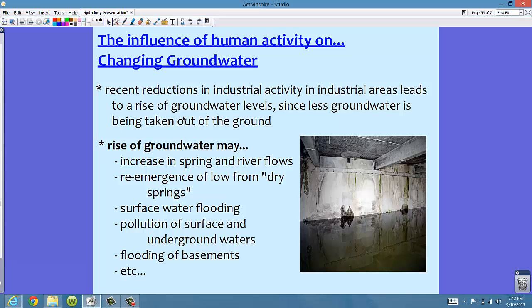This also might flood basements because as the water's rising, it has to go somewhere. If there are cracks in these concrete structures, basements might be flooded, and all sorts of other things might happen. A larger list of problems that include the rise of groundwater can be found in your textbook, so please don't discount that particular place in your textbook. It is very, very important to take a look at.